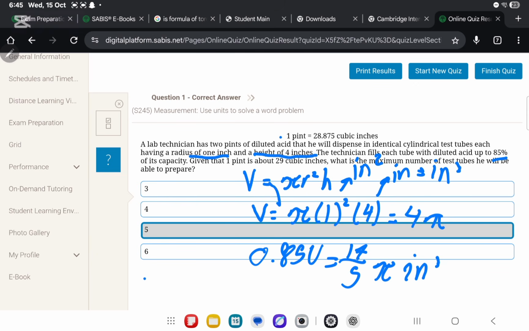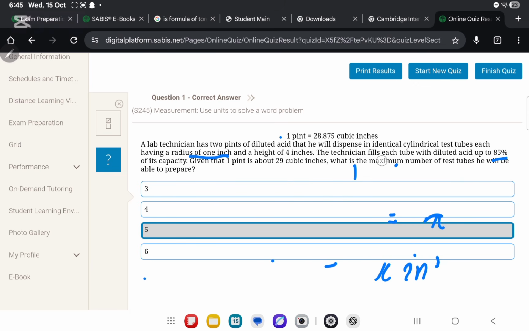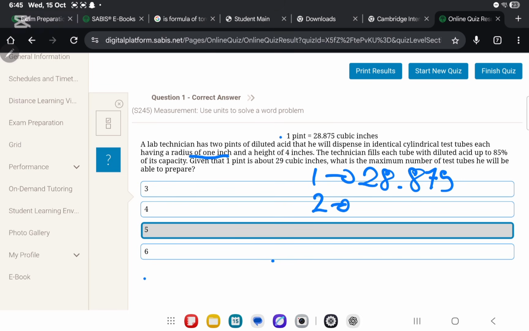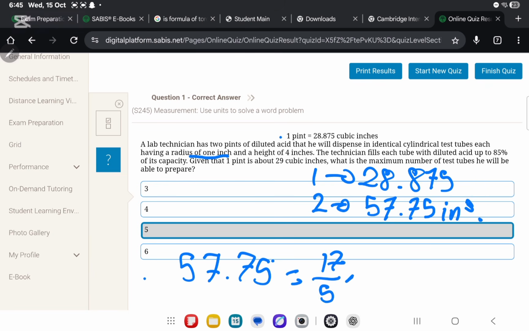So this is what we have so far, right? This is what's actually being used up. So if 1 pint is 28.875, then for 2 pints you're just gonna cross multiply: 2 times 28.875 gives me 57.75 cubic inches. Right, so now I'm gonna say 57.75 equals 17 over 5 pi times n.